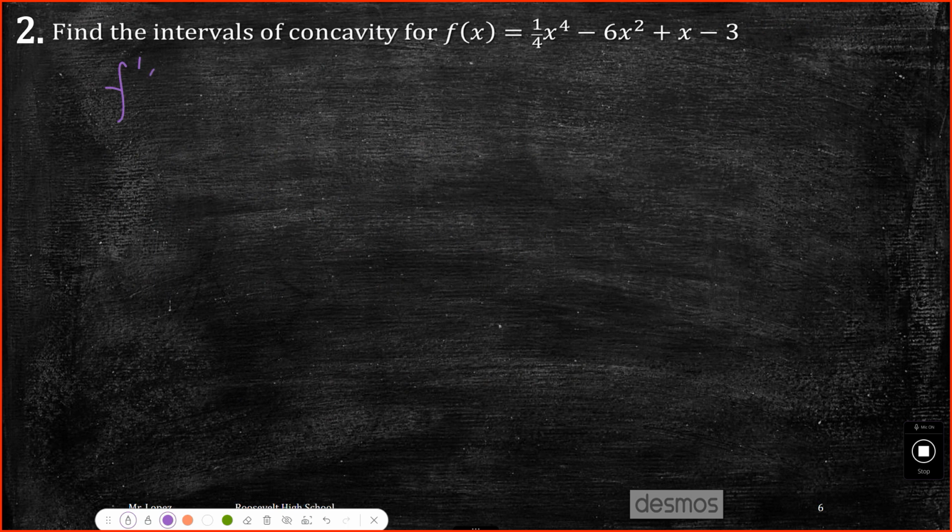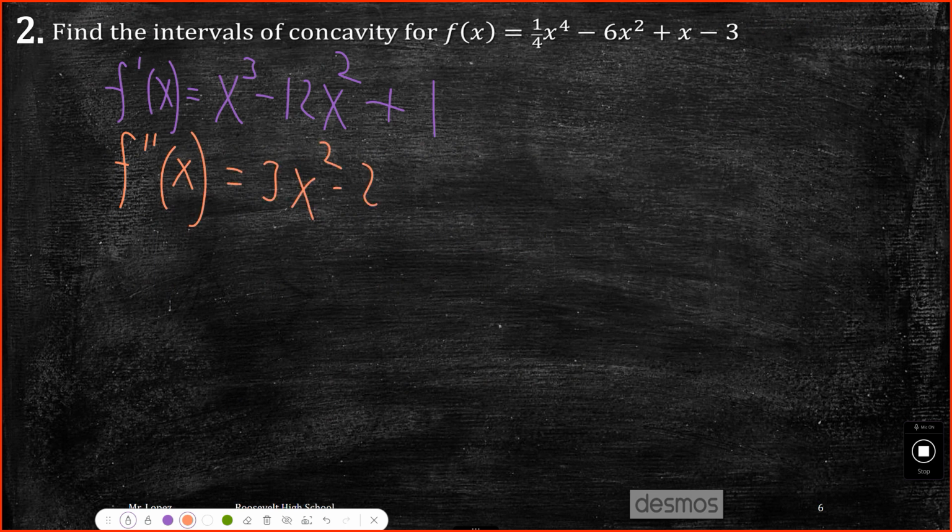So f prime of x will be what? x to the third minus 12x squared plus 1. And then we have to go all the way to the second derivative, f double prime of x. That would be 3x squared minus 24x. That's it, no? And we set it equal to 0 to find those candidates for inflection points.